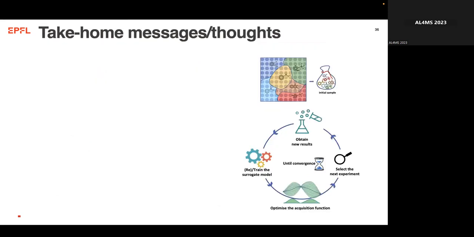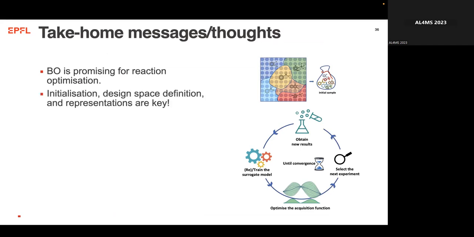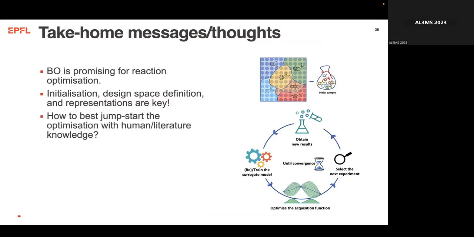A few take-home messages. I think BO is very promising for reaction optimization or synthesis optimization in material science in general, but initialization, like the definition of the design space that you have, and also the representation of your molecules, your reactions, your materials, your synthesis is really key. And that's what makes the difference in the end. If you have this sorted, I guess that you can almost take any acquisition function or surrogate model and get to good results.